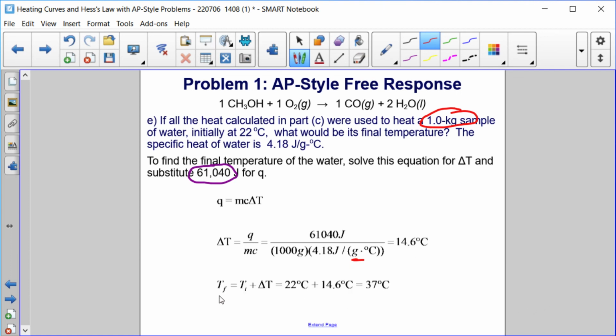So the final temperature is the initial temperature, 22 degrees Celsius, given in the problem, plus the increase or change in temperature, 14.6 degrees Celsius, and we get a final temperature of 37 degrees Celsius.